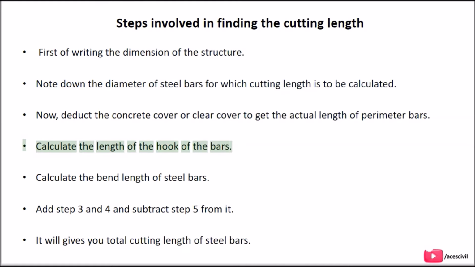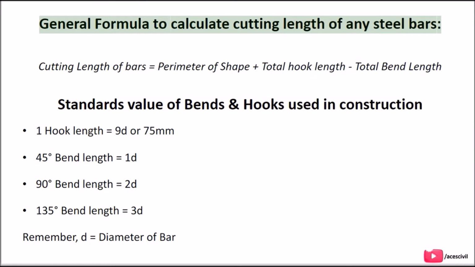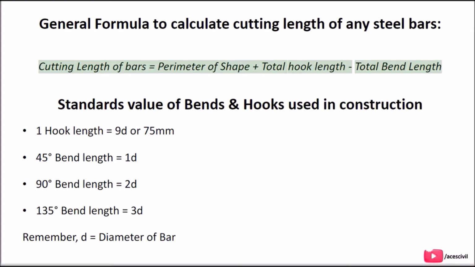Calculate the length of the hook of the bars. Calculate the bend length of steel bars. Add step 3 and 4 and subtract step 5 from it. It will give you the total cutting length of steel bars. General formula to calculate cutting length of any steel bars: cutting length of bars equals perimeter of shape plus total hook length plus total bend length.